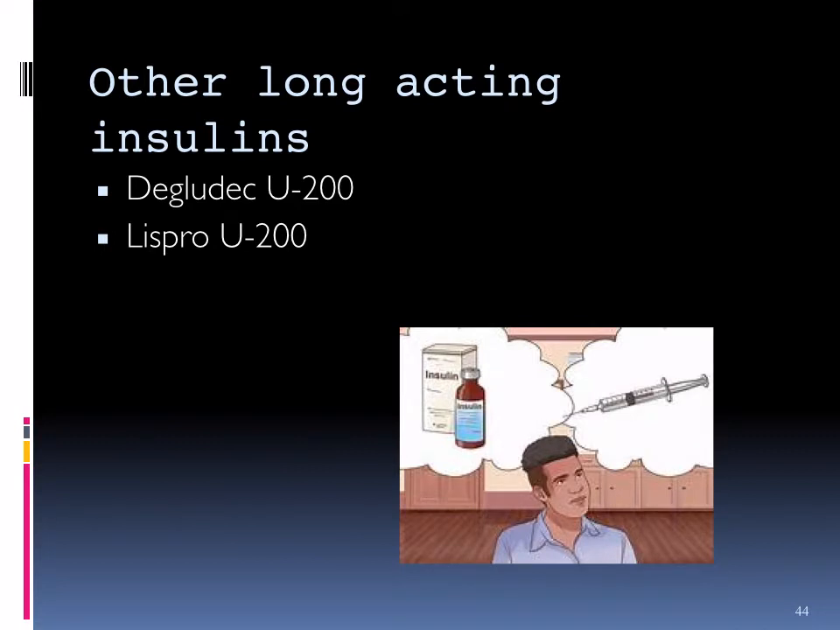So looking at other long-acting insulins, the newer ones that we do have, you've got the degludec, the U200, and this is a long-acting concentrated basal insulin that contains 200 units of insulin per milliliter. It comes in the standard 100 units per milliliter concentration as well, so you don't want to confuse the two.